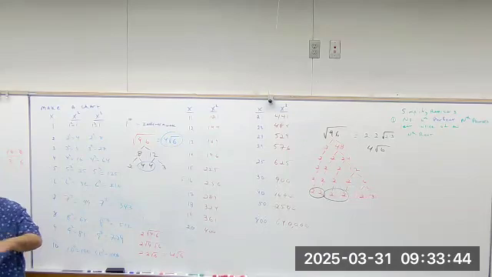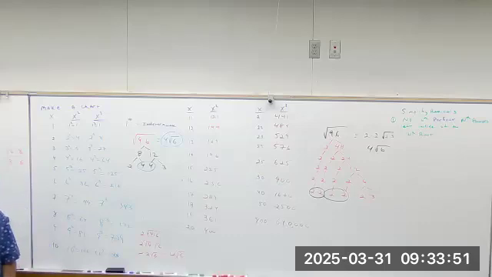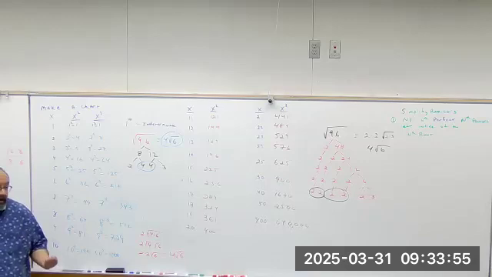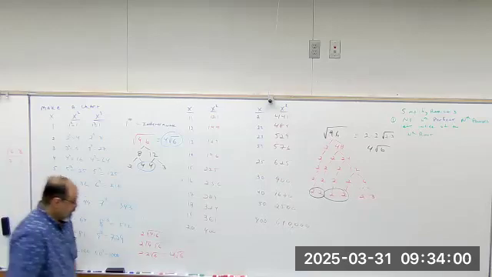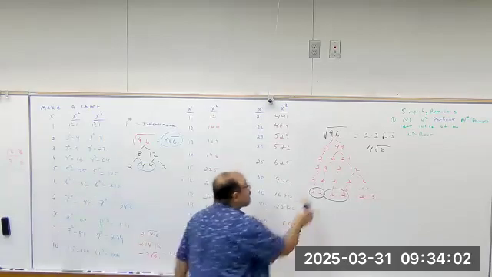So you don't have to break the tree all the way down to only prime numbers. You just need a pair. That's one way to simplify radicals, to simplify square roots.